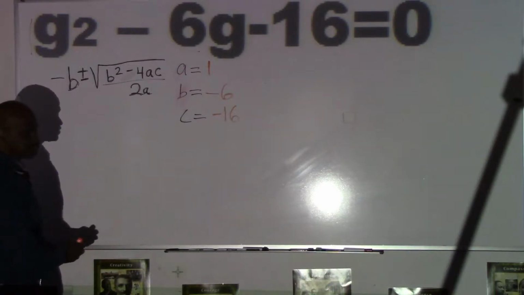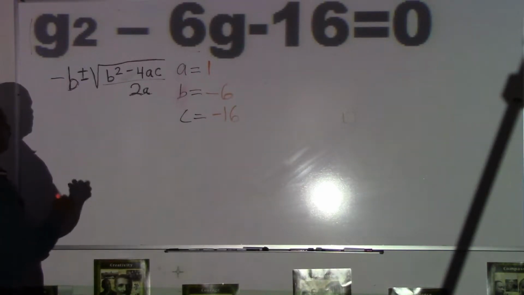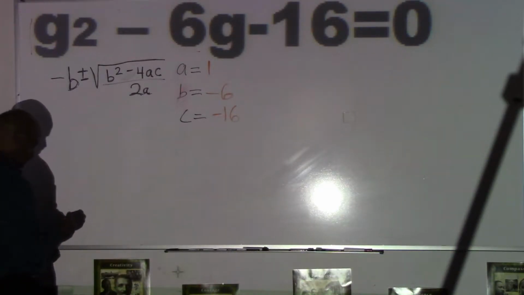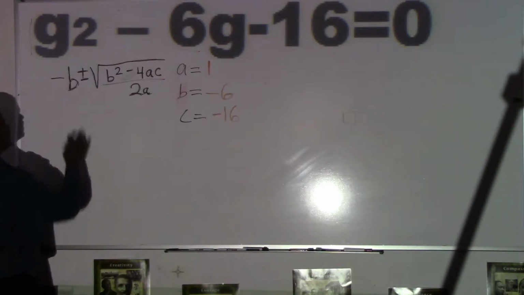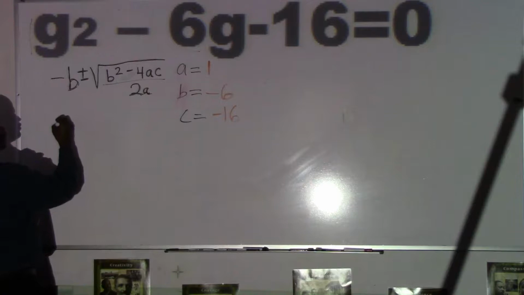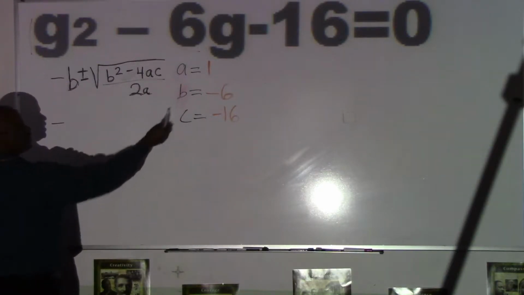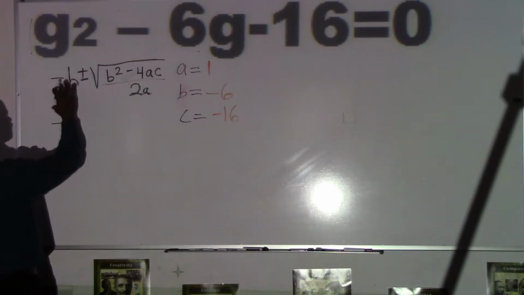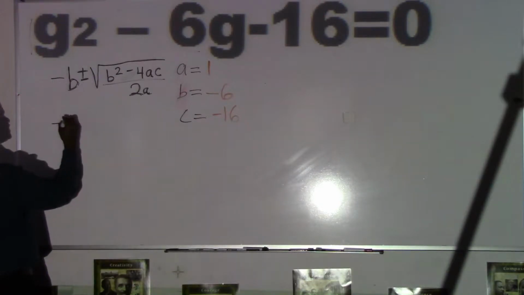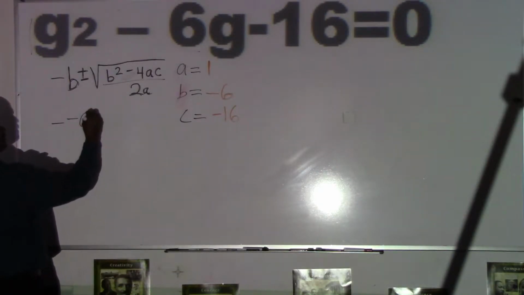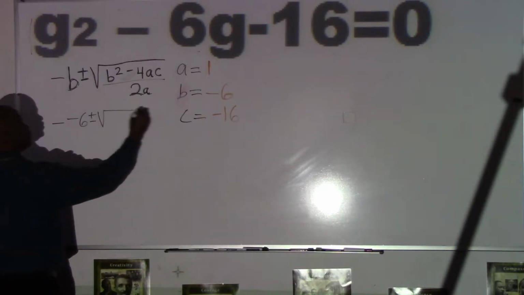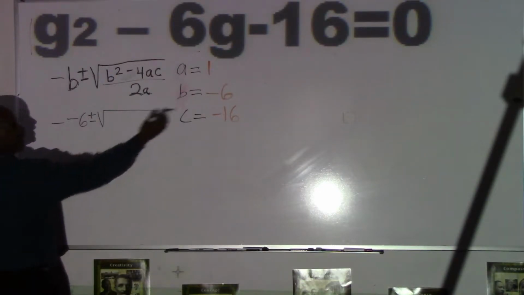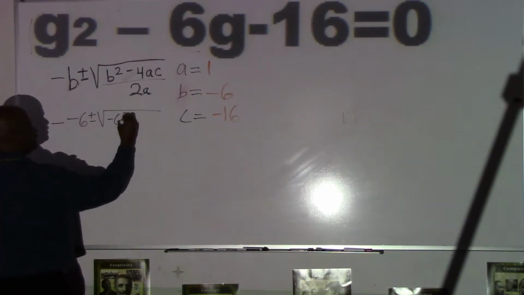Looking at this problem, the first thing we want to do is substitute the numbers into our formula. Instead of negative b, we're going to put negative. What is b over here? Negative 6. So we put negative 6. Since it's already a negative 6 and our formula asks for negative b, we get negative negative 6 plus or minus the square root of, and what was b again? Negative 6. So we put negative 6 squared.